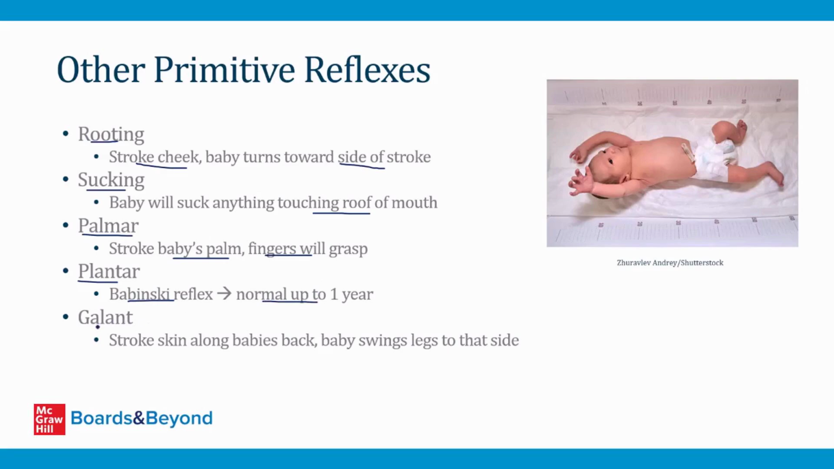And then finally, to elicit the Galant reflex, you stroke the skin along the baby's back, and the baby will swing its legs to that side. So usually what you do is you hold the baby up with one arm, and then you stroke its back, and it's pretty cool if you ever get to see this. The baby will literally swing its legs to the side of its back that you are stroking. That's the Galant reflex. Normal in newborn babies, it should go away by 1 year of life. And that concludes our video on dermatomes and reflexes.